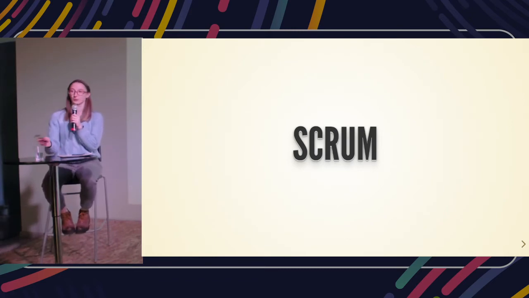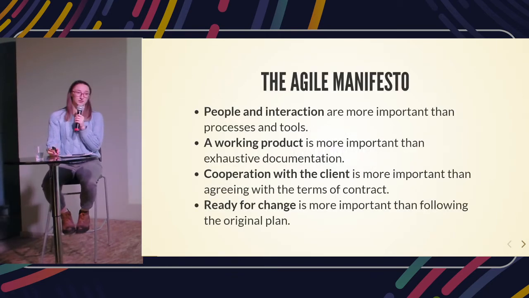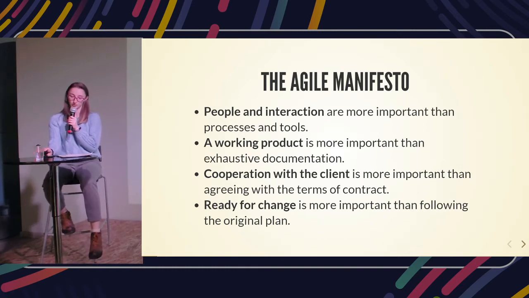To begin with, let's refresh our knowledge about what Agile is and its core values. Agile says that people and interaction are more important than processes and tools. A working product is more important than exhaustive documentation. Cooperation with the client is more important than agreeing with the terms of contract, and readiness for change is more important than following the original plan.